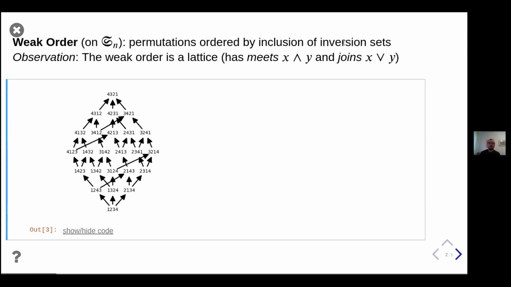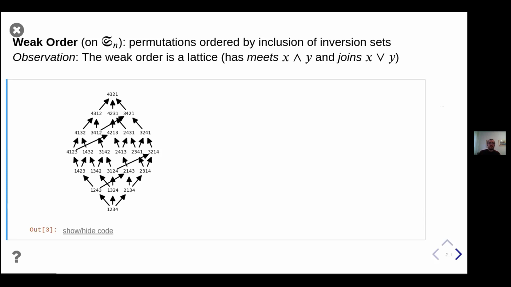To remind you, an inversion of a permutation means that there's a pair of integers such that the larger one appears before the smaller one, while the identity permutation has none. 4, 3, 2, 1 has all possible inversions. So they form this poset, and it is known that this poset is in fact a lattice, meaning that there are meets, unique maximal lower bounds for any two elements, and joins, unique minimal upper bounds. We'll be interested in all of them.